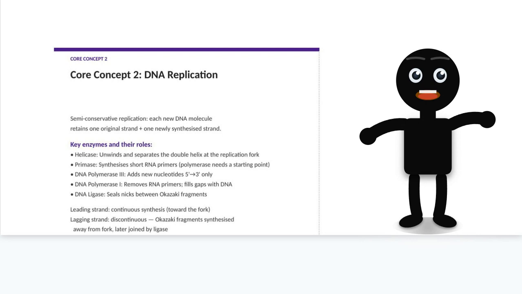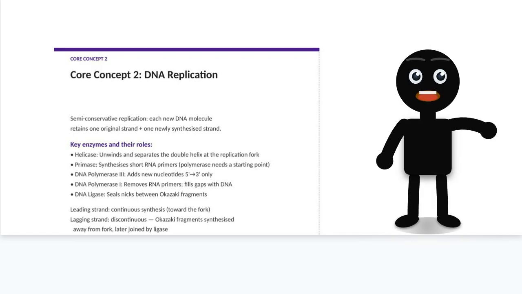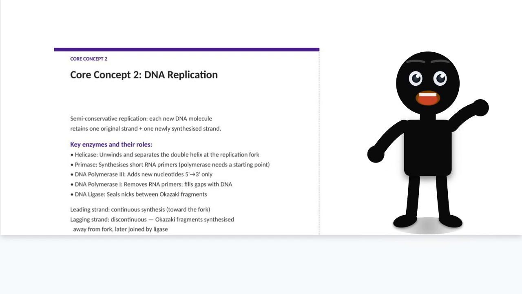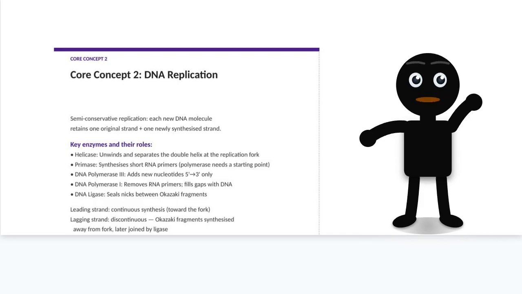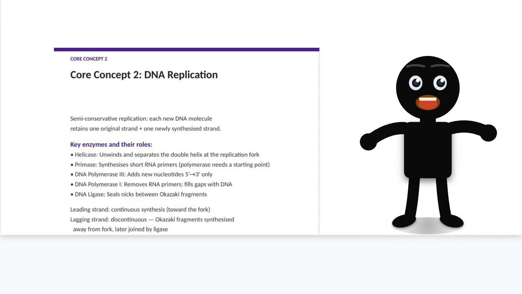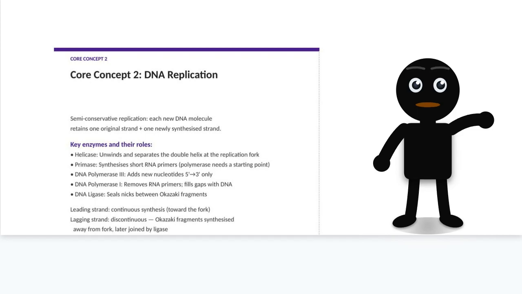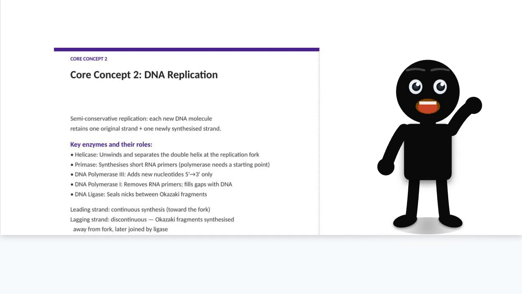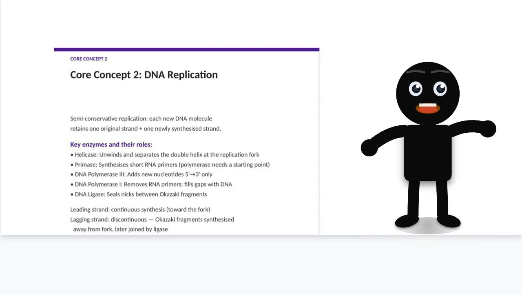Primase lays down RNA primers because DNA polymerase cannot start a new chain, it can only extend. DNA polymerase III then adds deoxyribonucleotides, but only in the 5' to 3' direction. This creates an asymmetry: the leading strand is synthesized continuously toward the fork, but the lagging strand must be synthesized in short Okazaki fragments moving away from the fork. DNA polymerase I replaces the RNA primers with DNA, and ligase seals all the fragments together. The entire human genome is replicated in about 8 hours, with only 1 error per billion base pairs.